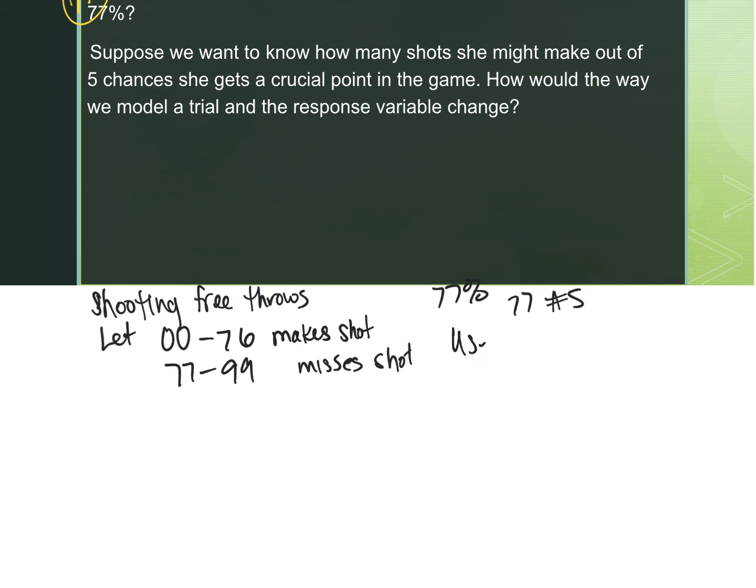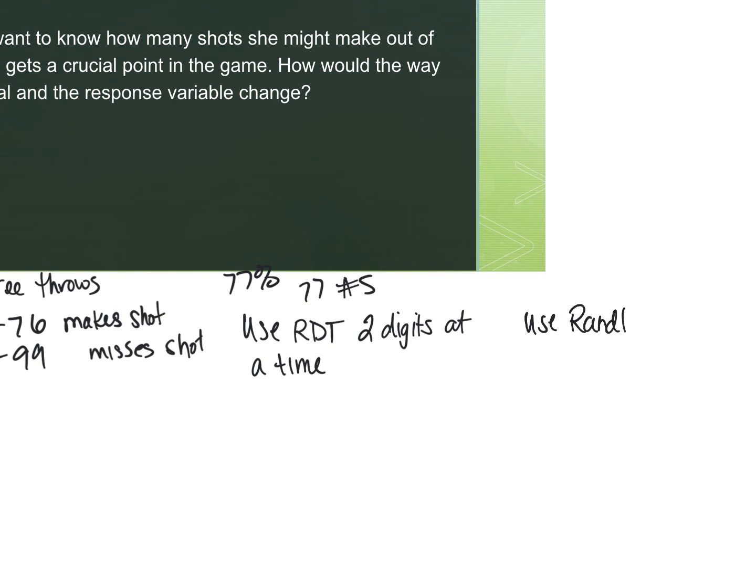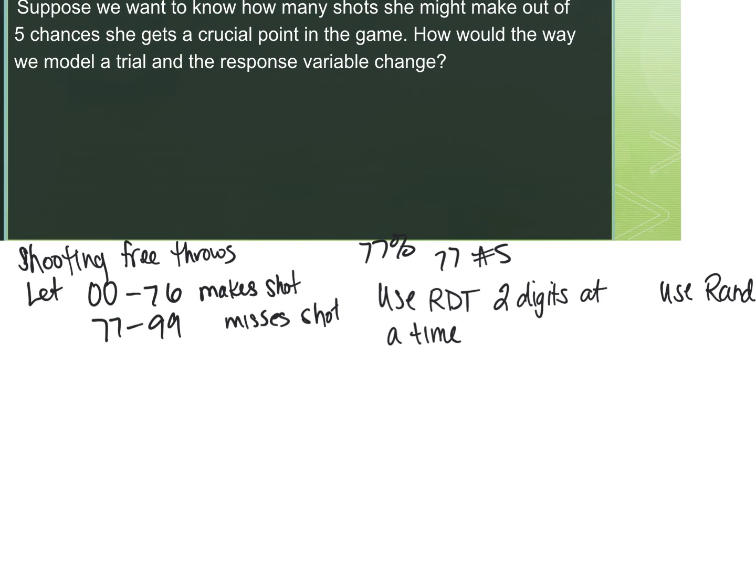And then we're going to say, use the random digit table 2 digits at a time. If we're using the calculator, we're going to use randint 0 to 99. Okay? So we're either using the random digit table 2 digits at a time. It's very rare that we use the random digit table more than 2 digits at a time. Or we're using randint 0 99. We're still counting the number of shots she makes before she misses. Okay? So all we've done is change the number sequences, not how we're performing this trial.